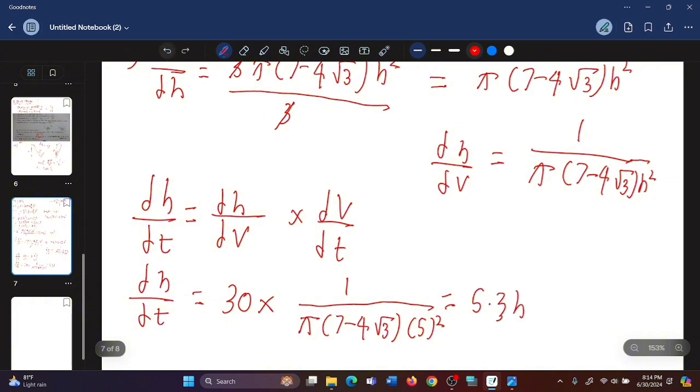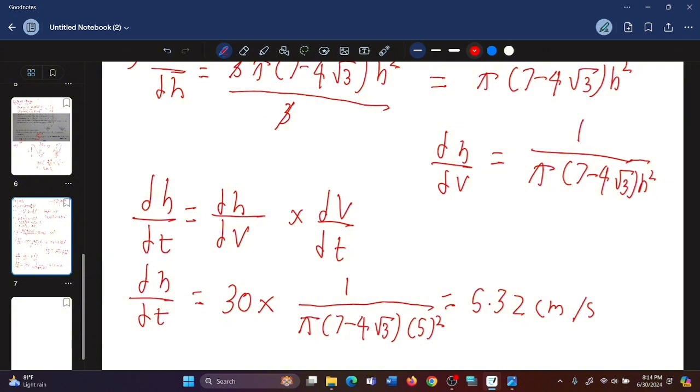5.32, and the unit, as we were given dV by dt as cm cube per second, the unit of dh by dt should be centimeter per second, as the unit of h is centimeter. So 5.32 centimeters per second is dh by dt. You might want to rewatch this video because this was a bit complicated chapter, I know. If you are confused with something, just rewatch this part of the video. Then your confusions will be clear.